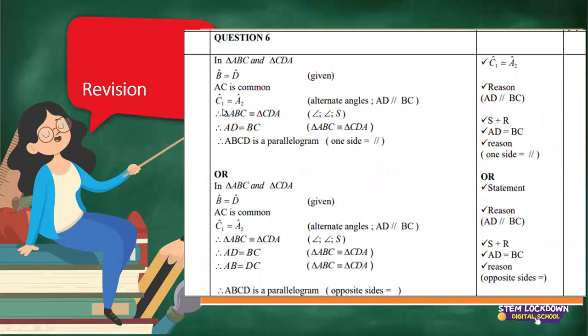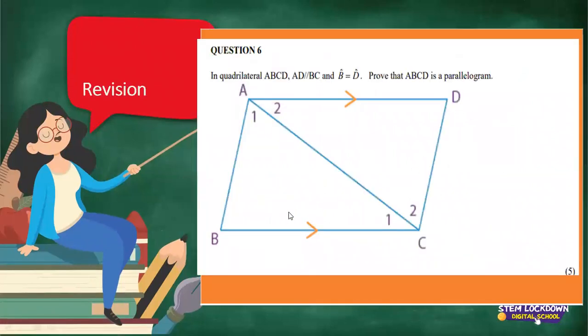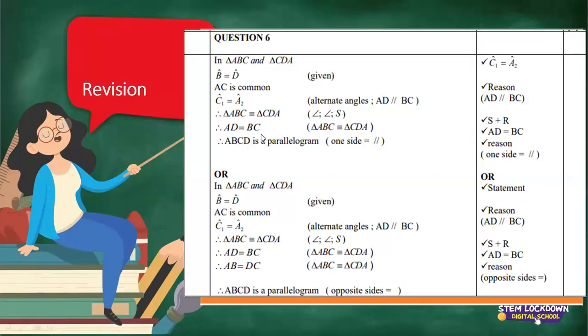So therefore, triangle ABC is congruent to triangle CDA or ADC. You understand? These triple horizontal lines mean congruent. ABC is congruent to triangle CDA, based on angle, side. If they are congruent, that means AD is equal to BC, and also AB equals DC. So AD equals BC, and therefore ABCD is a parallelogram. You understand?